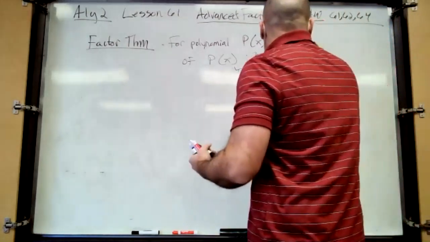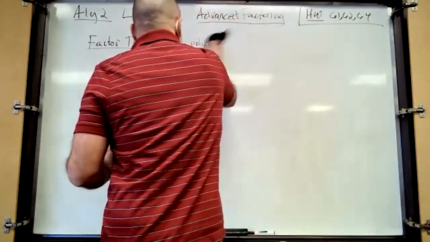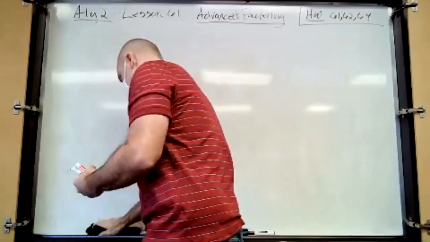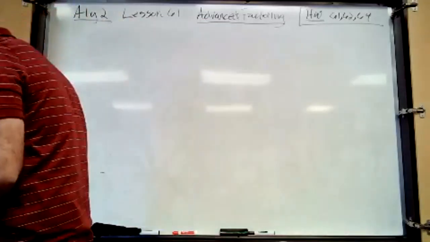Look for a greatest common factor. Oh, you should have already done that. And then look for a difference of 2 squares. And then finally the trinomials.